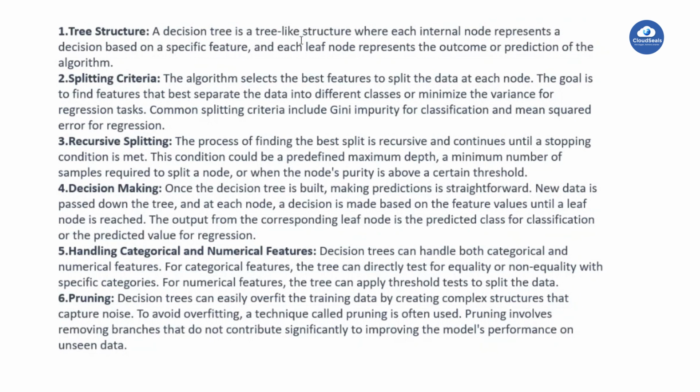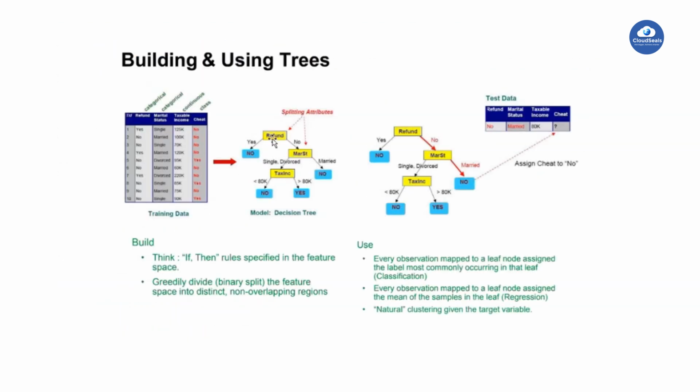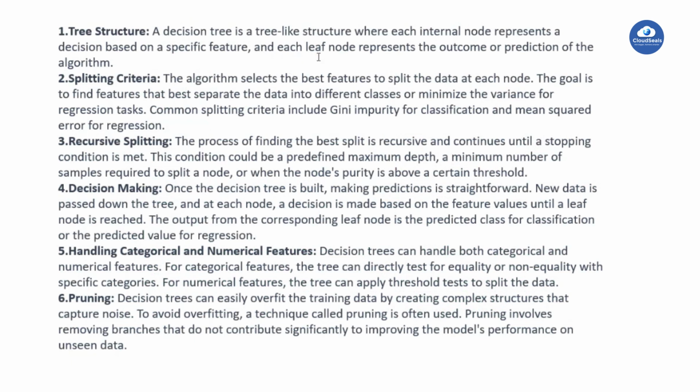First, a decision tree is a tree-like structure where each internal node represents a decision based on a specific feature. For example, it is a tree-based structure. Here in this node, it says about one independent variable. Coming to another branch, it says another attribute, that is an independent variable. Going to another branch, it says about some other independent variable. Here it considers some other independent variable. That is the tree structure. Each leaf node represents the outcome of the prediction of the algorithm.